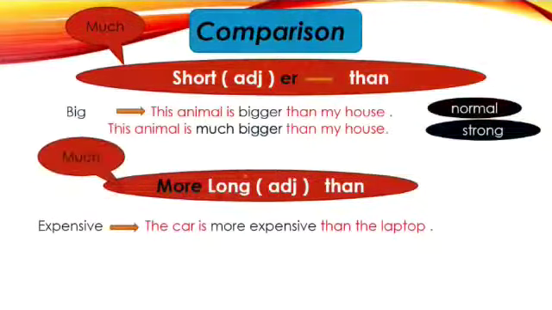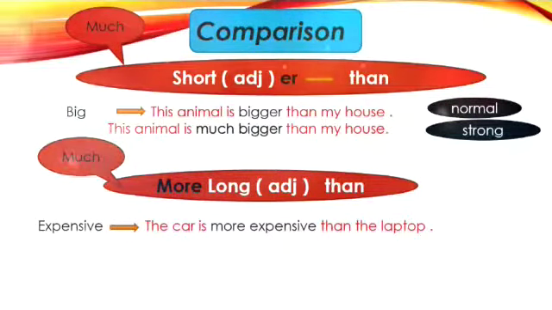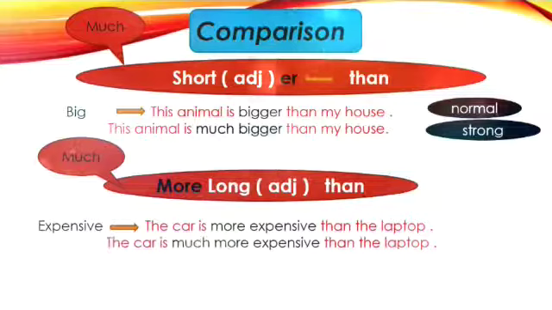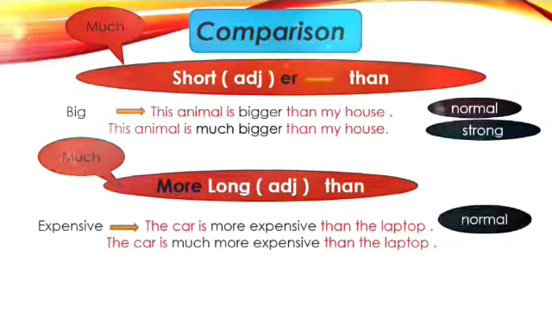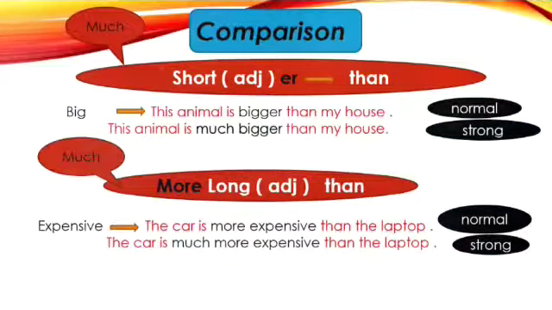In the second, we are also going to use the word much, and this word will make the sentence stronger than before. Look at this example, the car is much more expensive than the laptop. The difference between the first and the second one is that the first sentence is normal and the second sentence is stronger than the first.